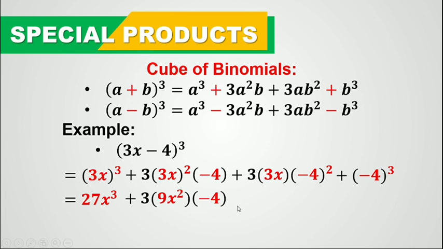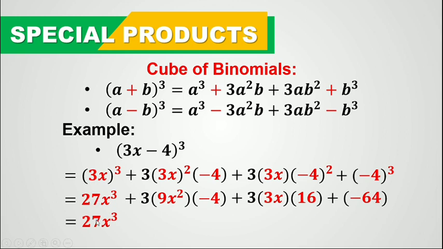And then plus 3x times negative 4 squared, so that's positive 16, because negative times negative is positive. And then plus negative 4 cubed, that's negative 64. And then you are going to simplify this further. So this becomes 27x cubed, we just copy it.